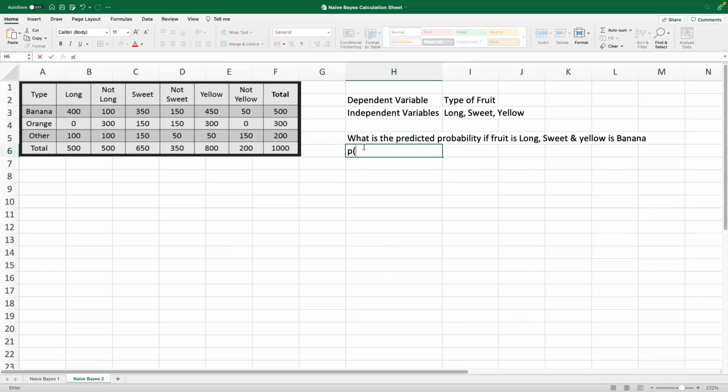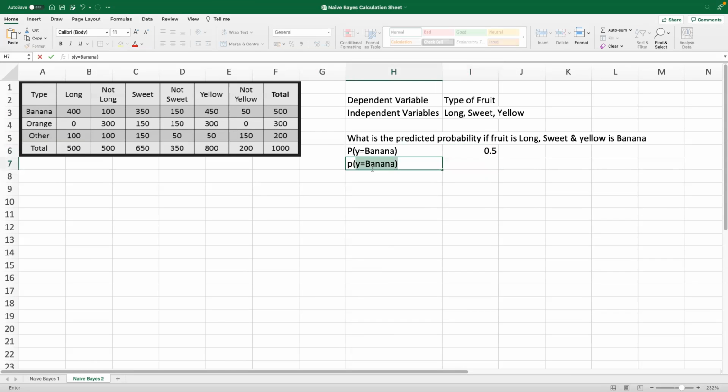So let us calculate probability of y equal to banana. How will you calculate it? How many total bananas are there? Look at the total column. 500 divided by how many fruits are there in total? Grand total 1000.